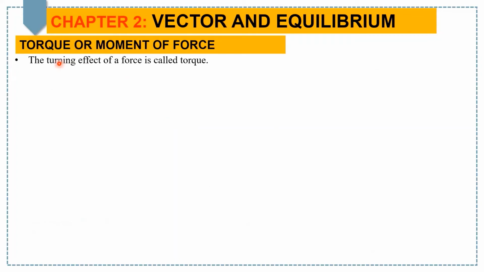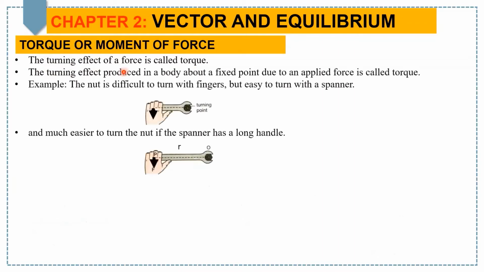Hello students, in this lecture we will discuss torque and the factors on which torque depends. First, the definition of torque. The turning effect of a force is called torque. It means that the turning effect produced in a body about a fixed point due to some applied force is called torque. Let's take an example of a spanner that is used to loosen or tighten a nut.